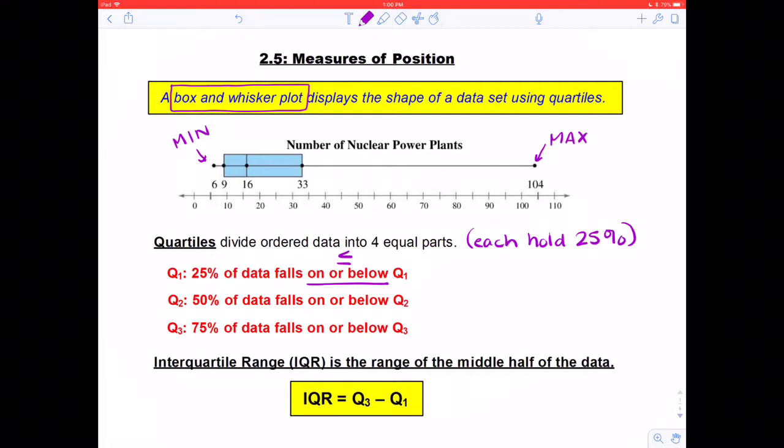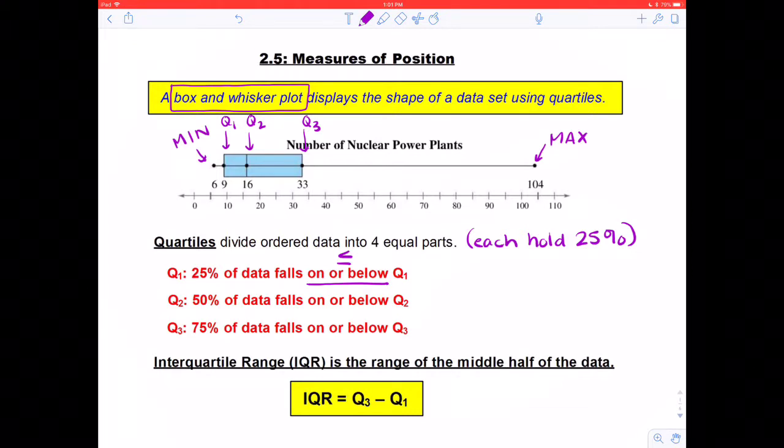So these other points that you see plotted here would represent Q1, Q2, and Q3. And remember how these values would be interpreted. So about 25% of these values would be less than or equal to 9, because that's Q1. About 50% of these values would be less than or equal to 16, because that's Q2. And about 75% of these data values would be less than or equal to 33, because that is Q3.